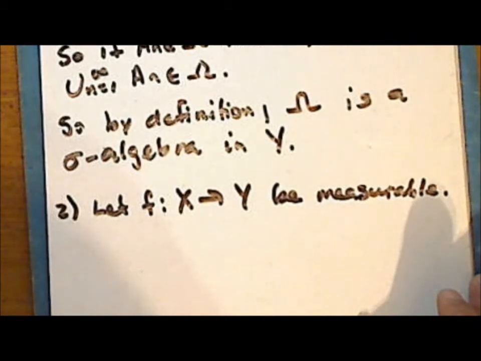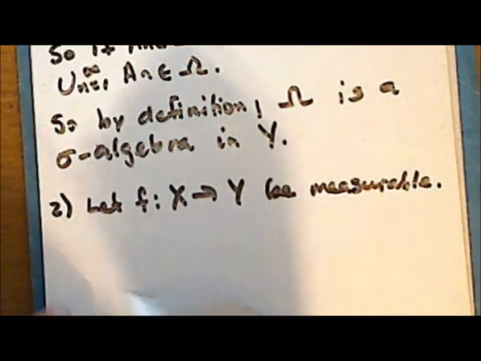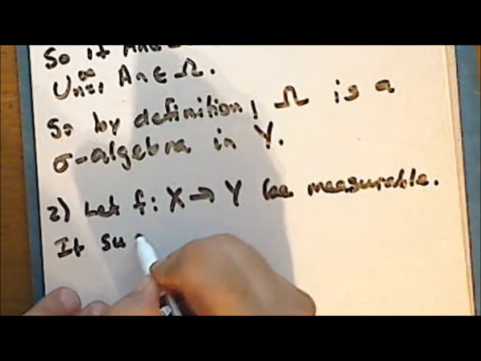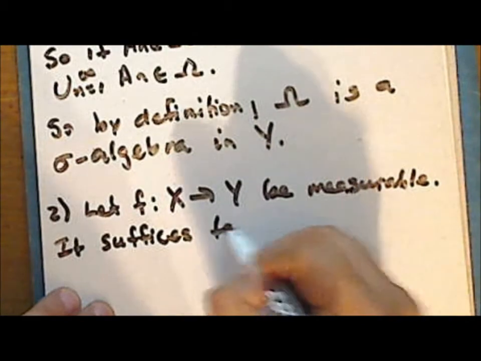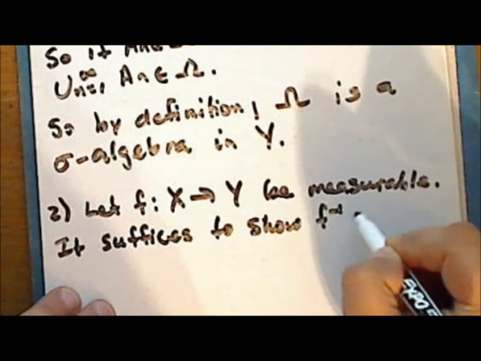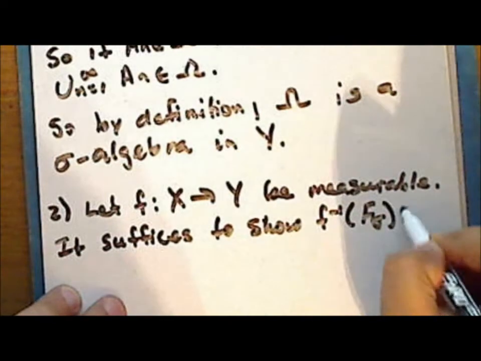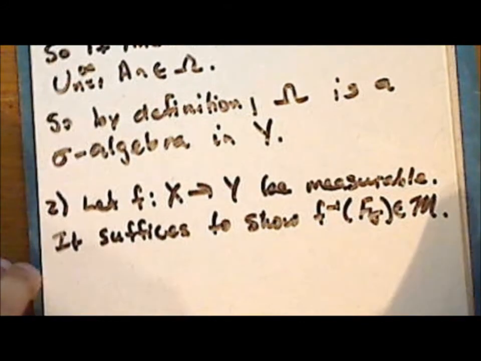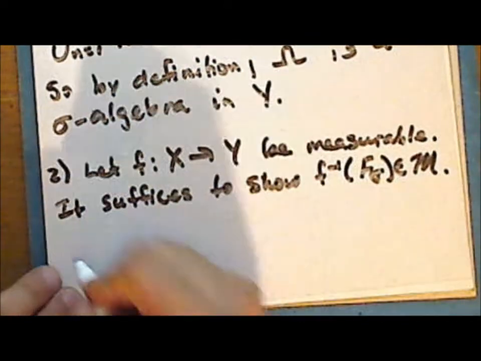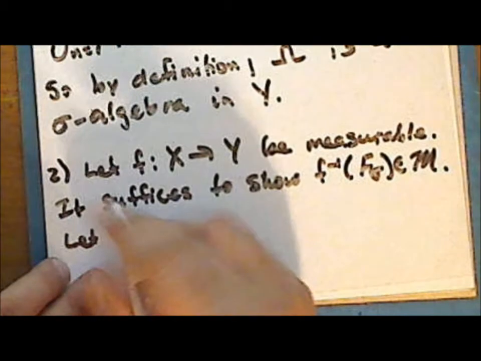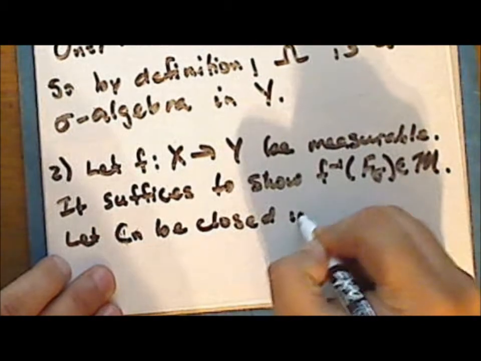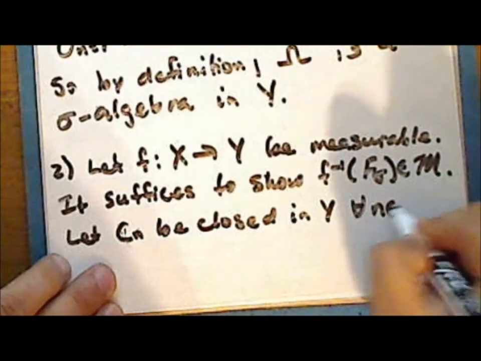So for the proof of this theorem, it will suffice to show that the inverse image of an F sigma set is in the sigma algebra in X. So it suffices to show that the inverse image of an F sigma set is measurable, or is a measurable set in X. All right? So let C sub n be closed in the space Y for every index n.